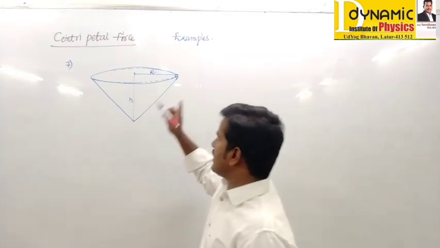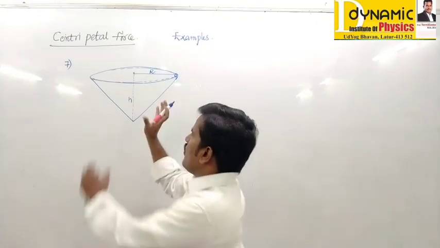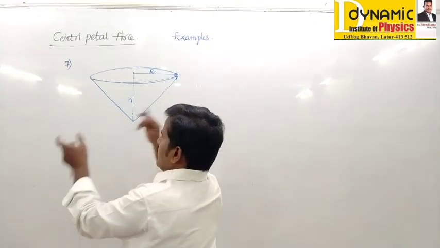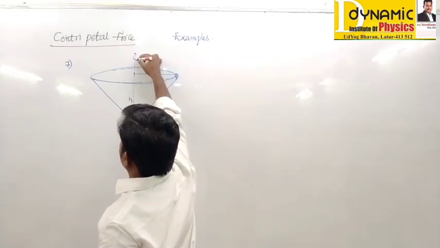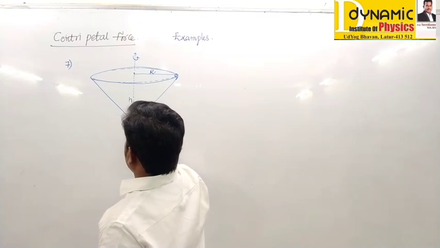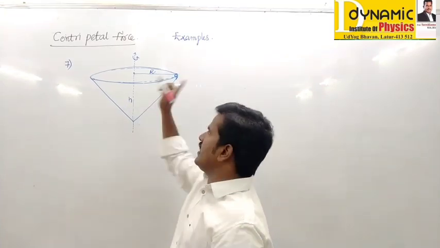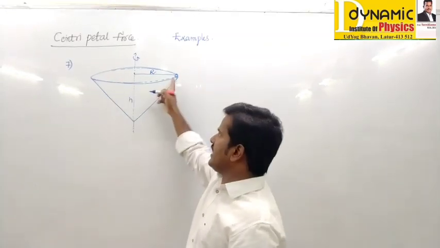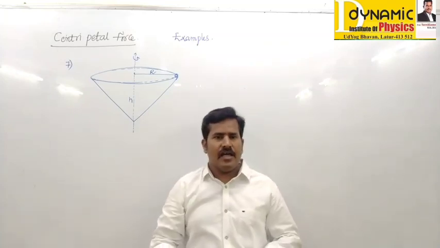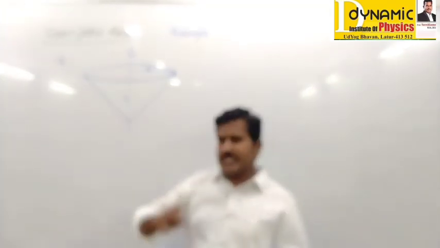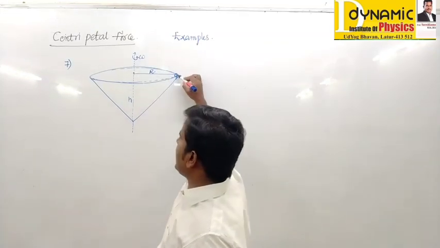A body is revolving. Otherwise, suppose the cone is rotating. The cone rotates with an angular velocity omega, and this body is at rest here. The cone rotates, the body is at rest. That means in this condition, what is the angular velocity of the cone, with the body at rest?